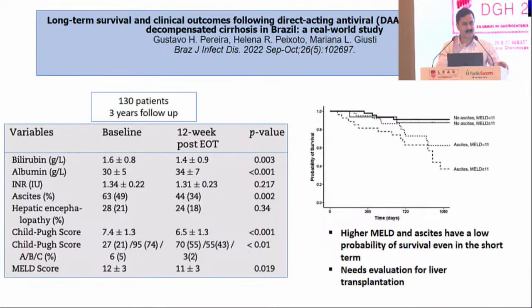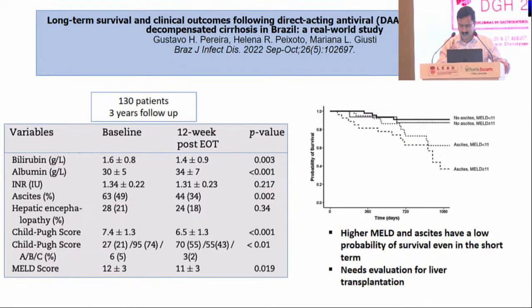So this is a recent paper from Brazil, 130 patients, 3 years follow-up. Decompensated cirrhosis, they showed that if the MELD is high and they have ascites after the treatment, then the survival is less as compared to patients who recompensate. And if they continue to have that decompensated disease, they should be evaluated for liver transplantation.